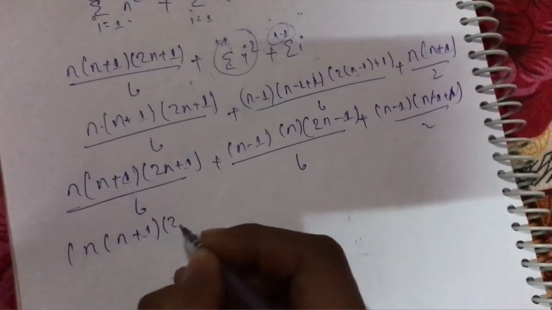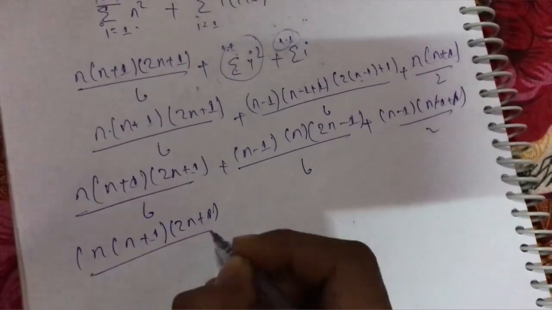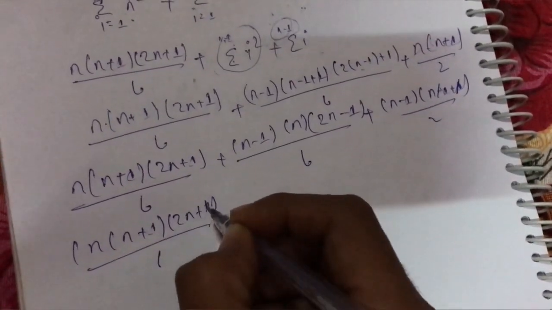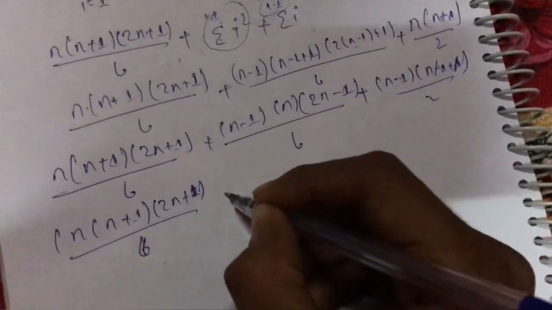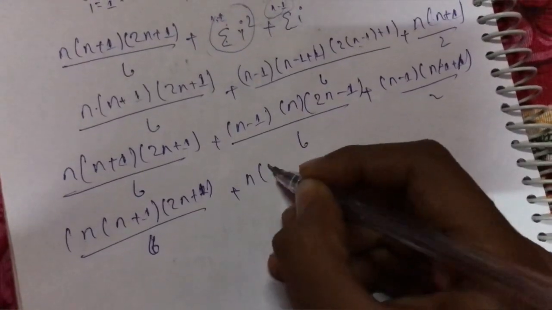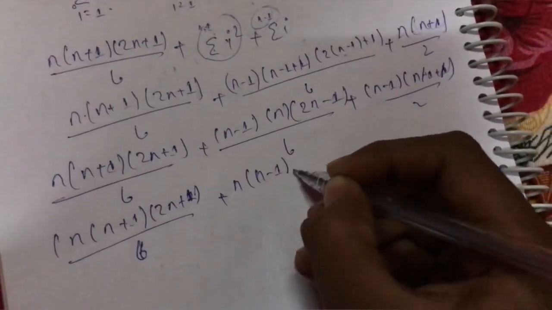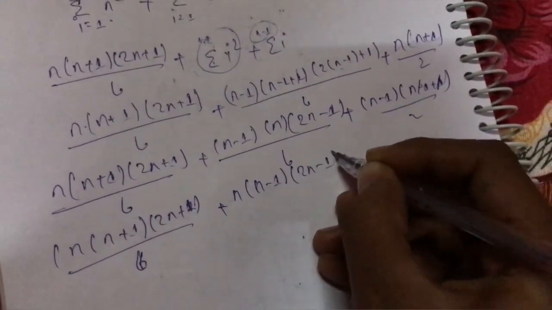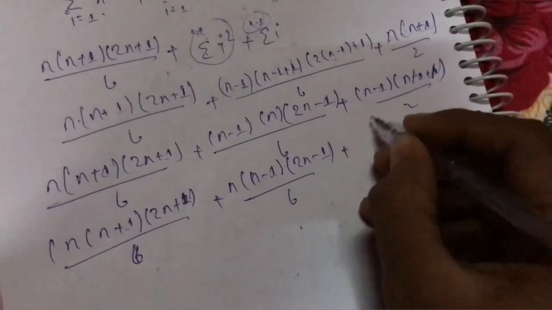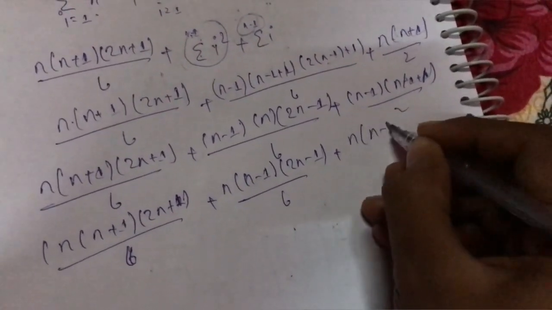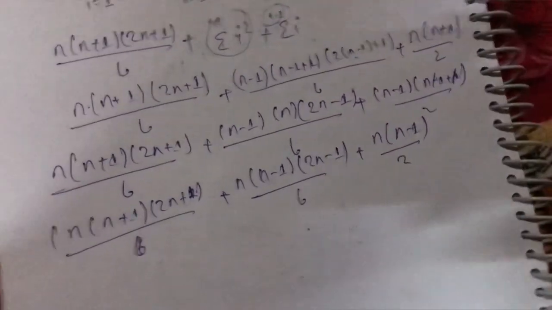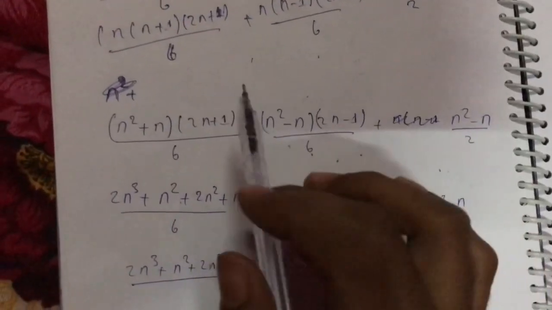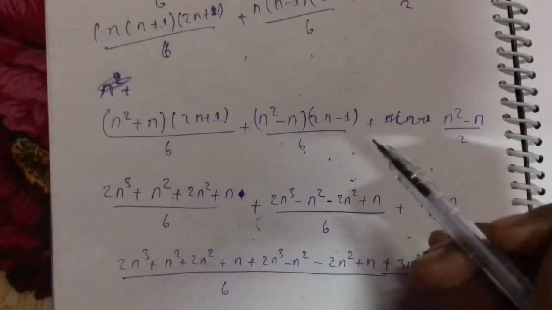N plus 1, this is (2n plus 1) upon 6, this is actually 1. Okay, so now this is n into (n minus 1) into (2n minus 1) upon 6, and this is going to be like n into (n minus 1) upon 2. So guys, to save some time, I have skipped some calculation.